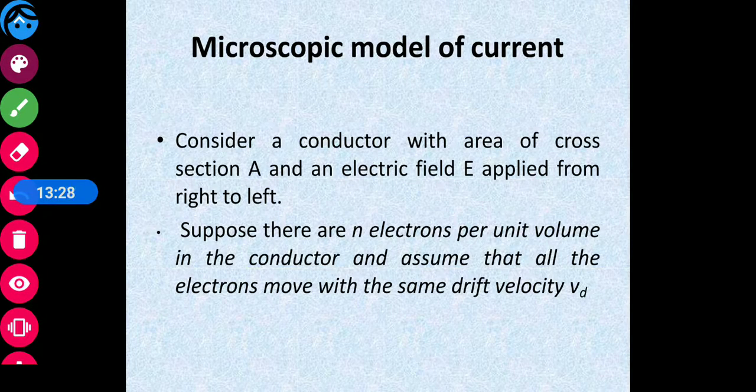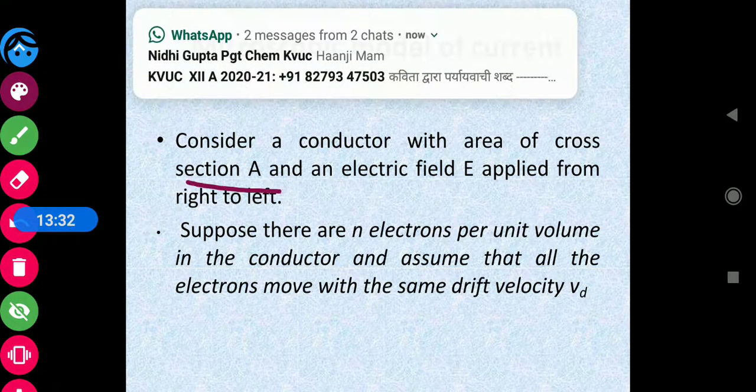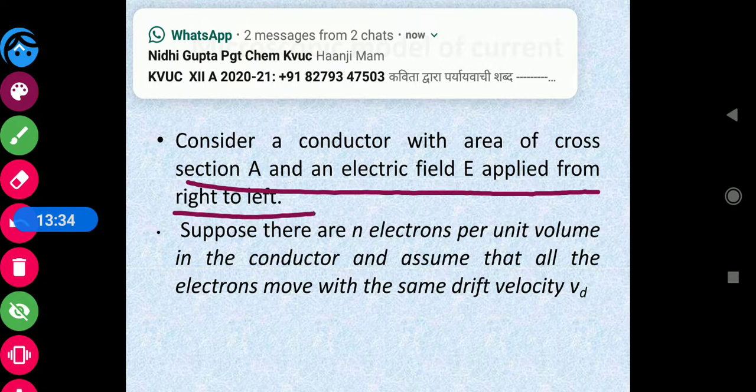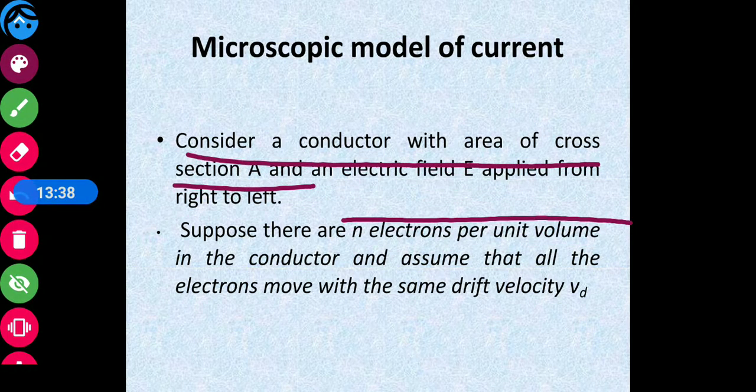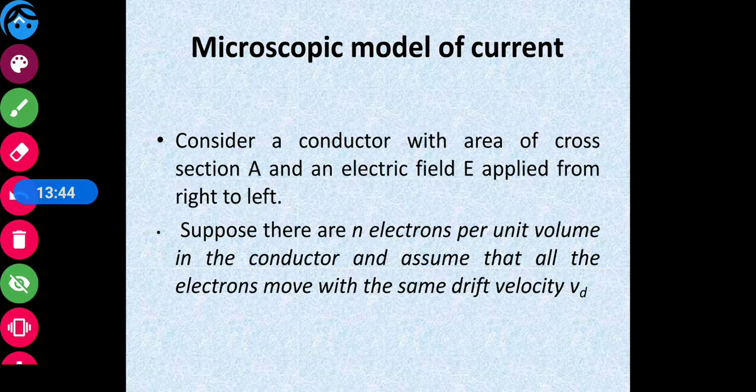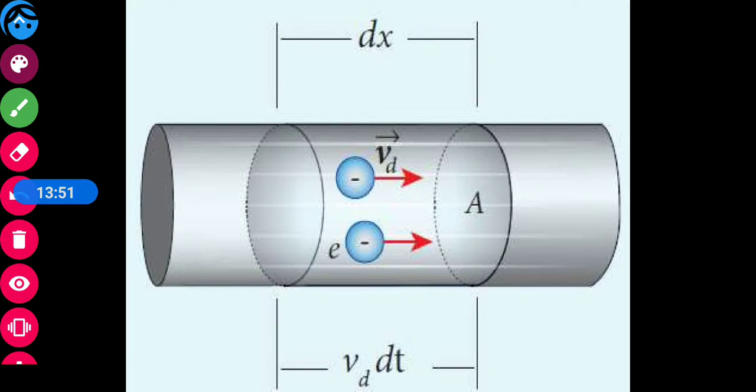Now, the microscopic model of the current. Consider a conductor with area of cross-section A and electric field E applied from right to left. Suppose there are n electrons per unit volume in the conductor, and assume that the electrons move with the drift velocity Vd. That is, n is the number of electrons per unit volume, Vd is the drift velocity. This is the diagram, where Vd is the velocity.